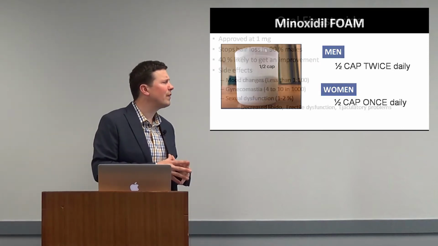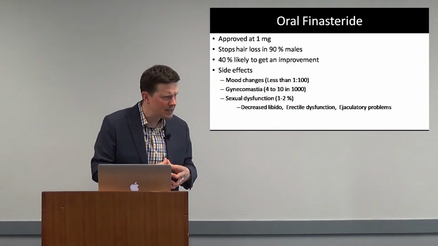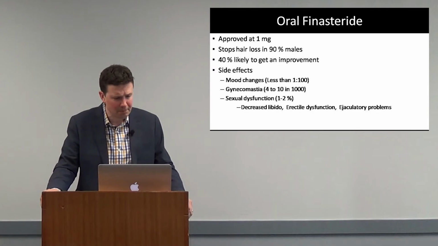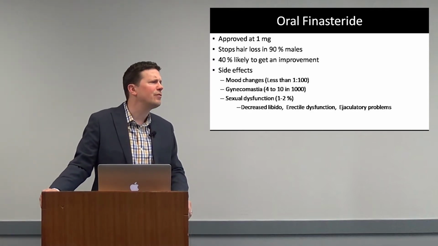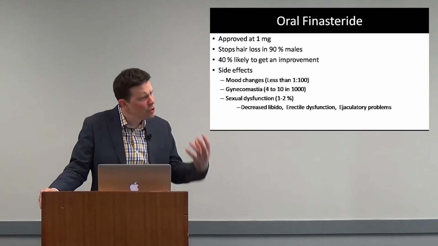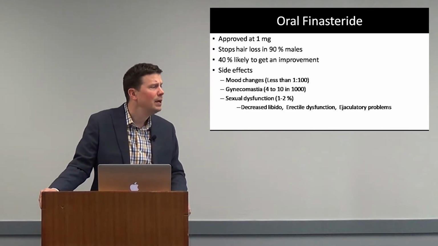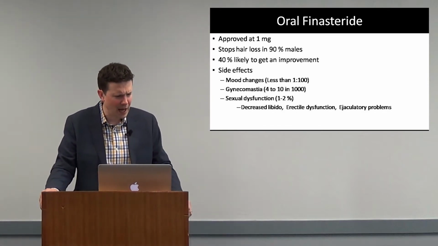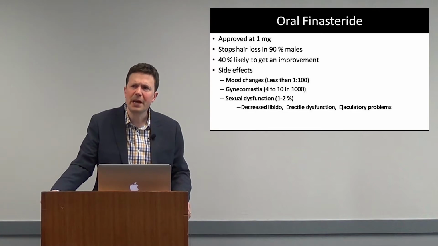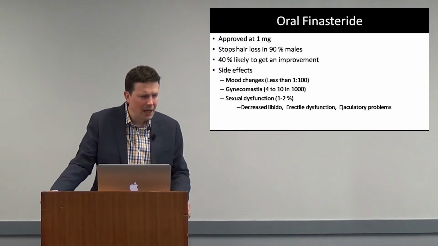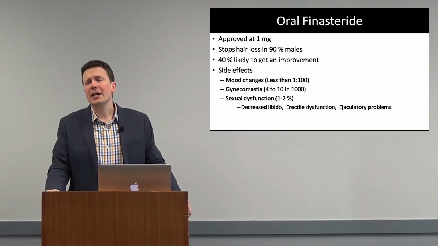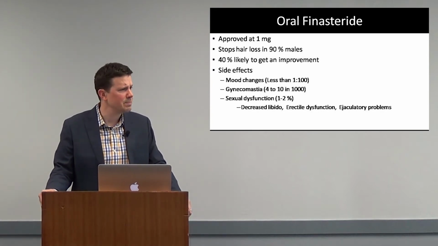Oral finasteride is the most effective treatment for male balding, but it's the side effects of finasteride which limits its universal use for male balding. The drug is an inhibitor of 5-alpha reductase, and the drug reduces the levels of DHT in the blood by about 70%, and it reduces the levels in the scalp by about 50%. The medication stops hair loss in men in about 90% of males, and about 40% of men would be expected to get an improvement. The side effects of finasteride are very important to know about in prescribing this medication.